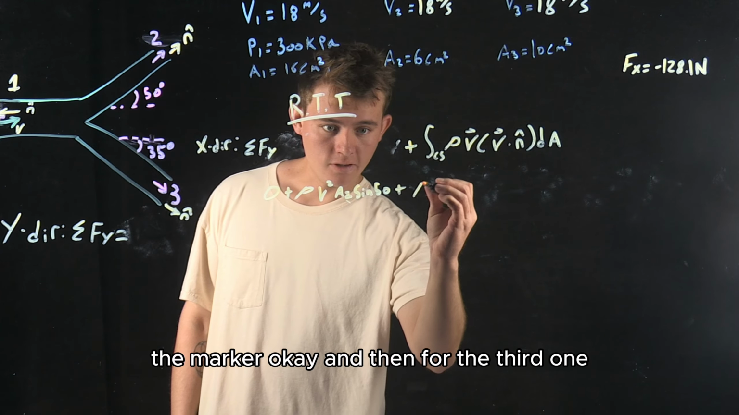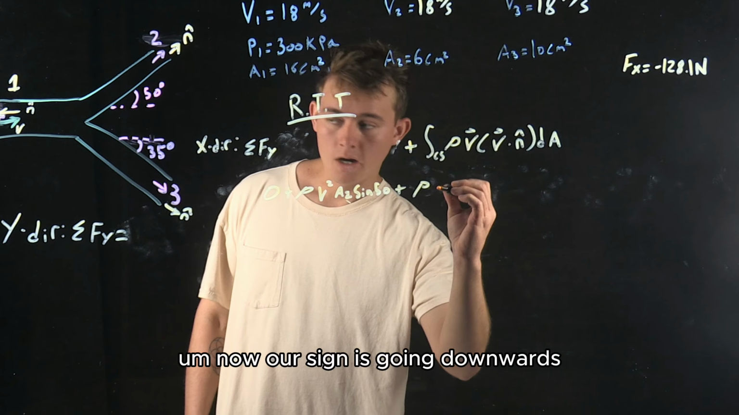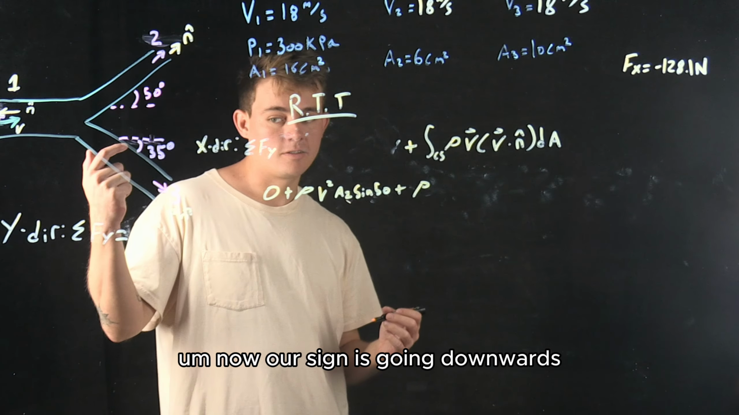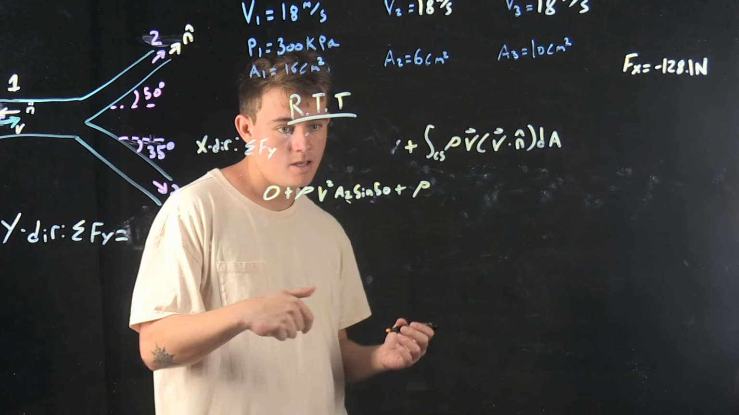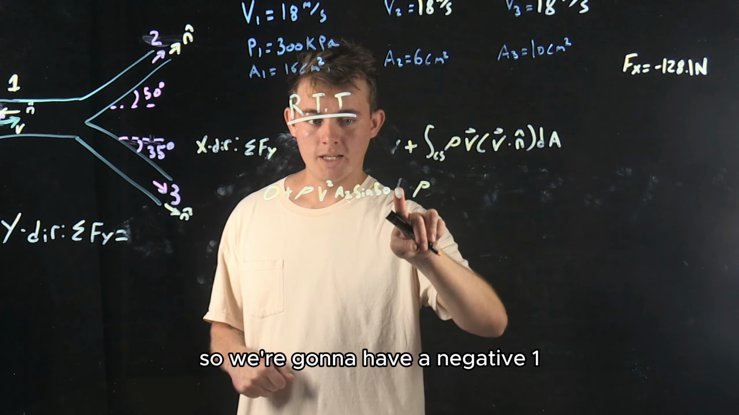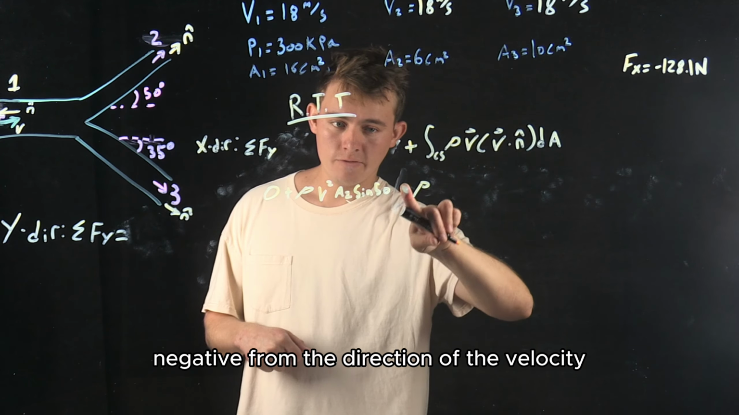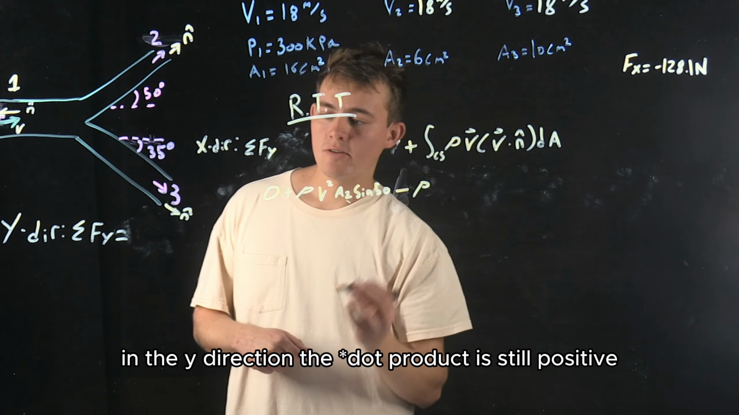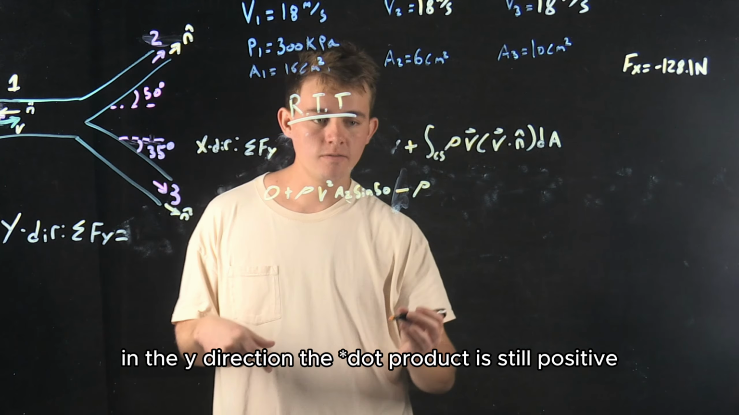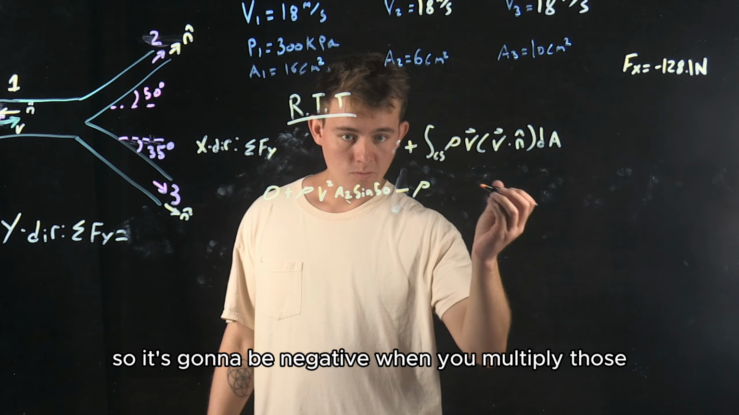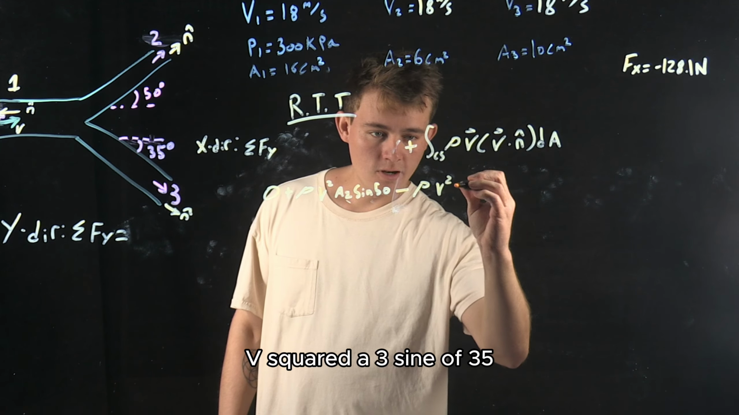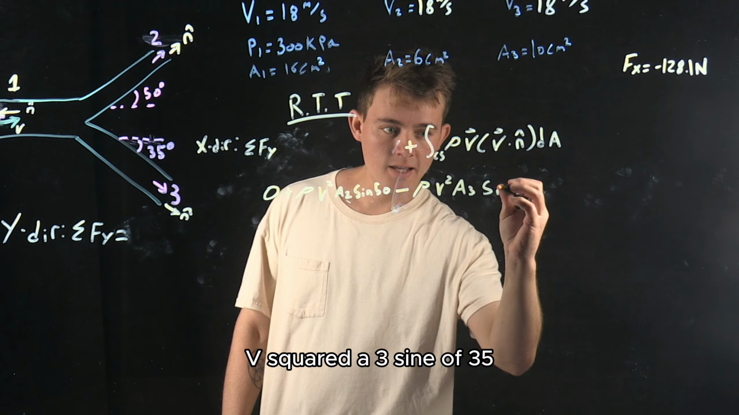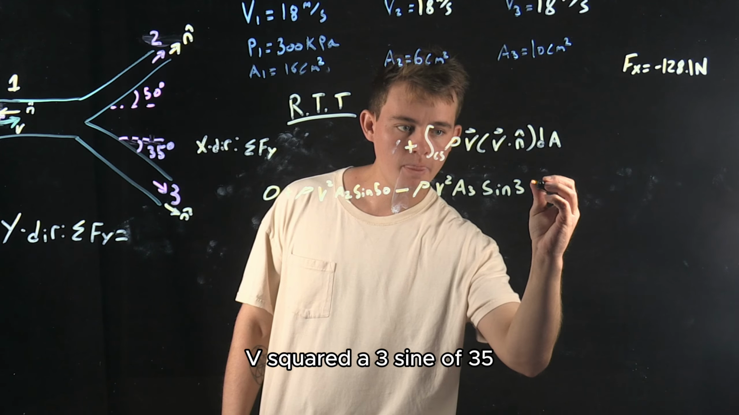Okay, and then for the third one, our sign is, we're going downwards, so we're going to have a negative, one negative from the direction of the velocity in the y direction. The cross product is still positive, so it's going to be negative when you multiply those. V squared A3 sine of 35.